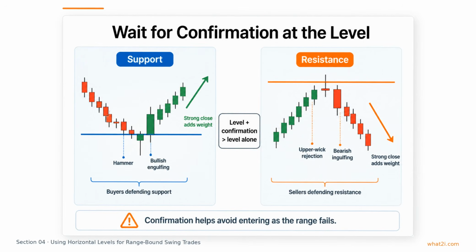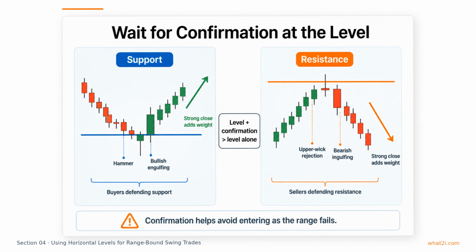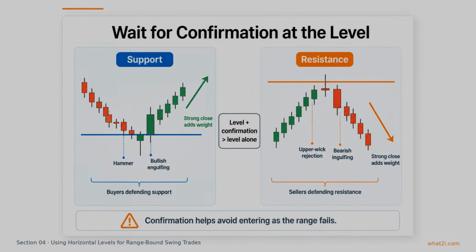At support, it helps to see confirmations such as a hammer candle or a bullish engulfing pattern that suggests buyers are stepping in. At resistance, you want signs of bearish rejection, such as upper wicks or a bearish engulfing candle. Strong closes away from the level make those signals more meaningful because they show a real response, not just a brief touch. This is the same principle we used earlier with bounces and reversals. The level gives the location, and confirmation gives the evidence.